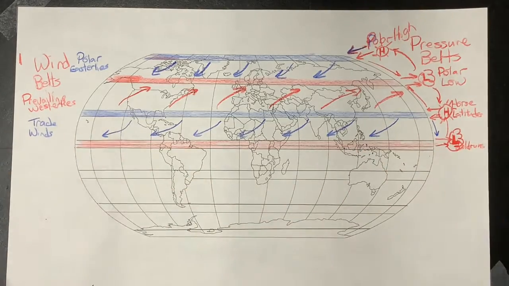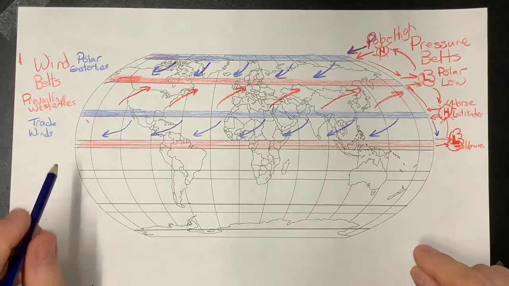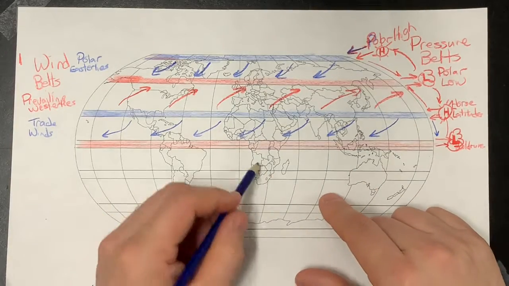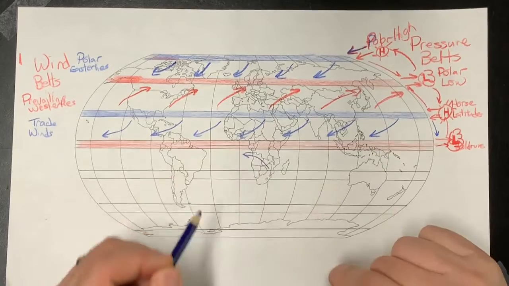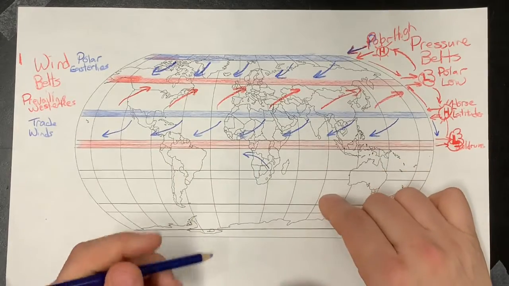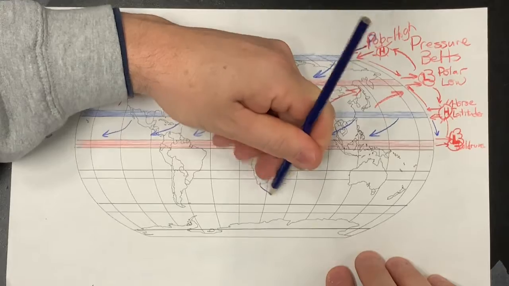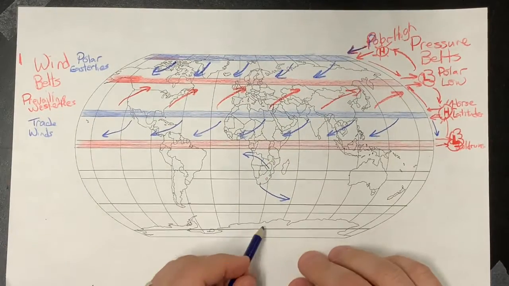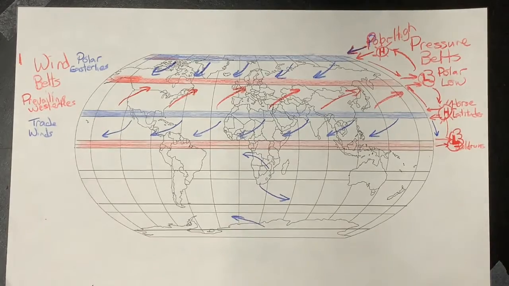But keep in mind, in the southern hemisphere, these winds blow from high to low, but curve to the left. From this high pressure to this low pressure, but curve to the left.